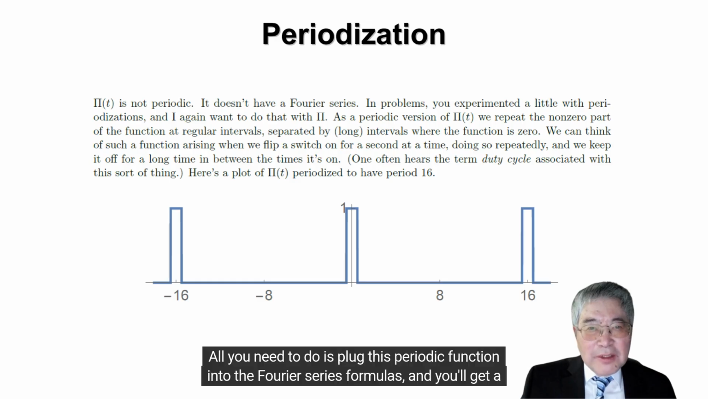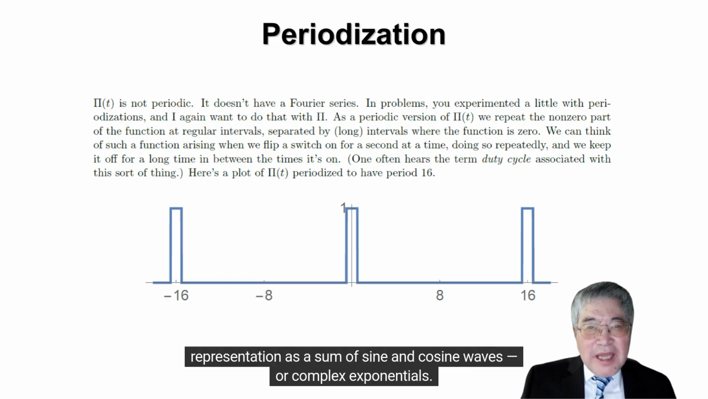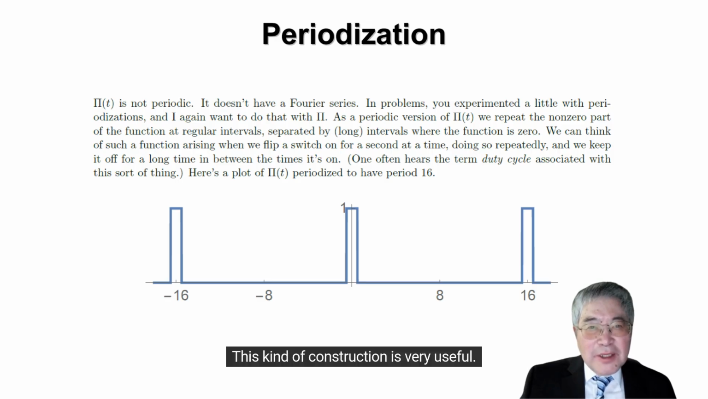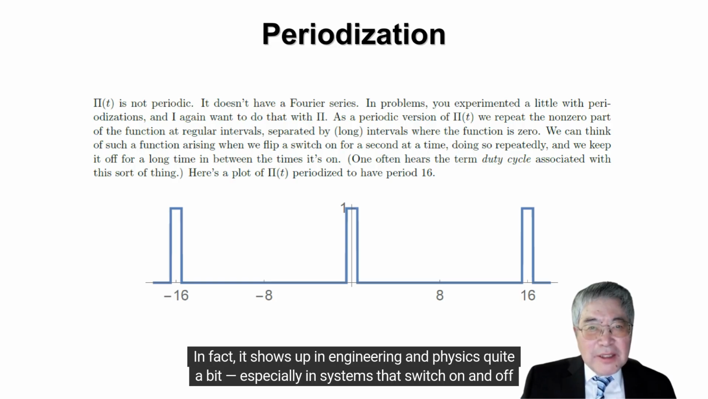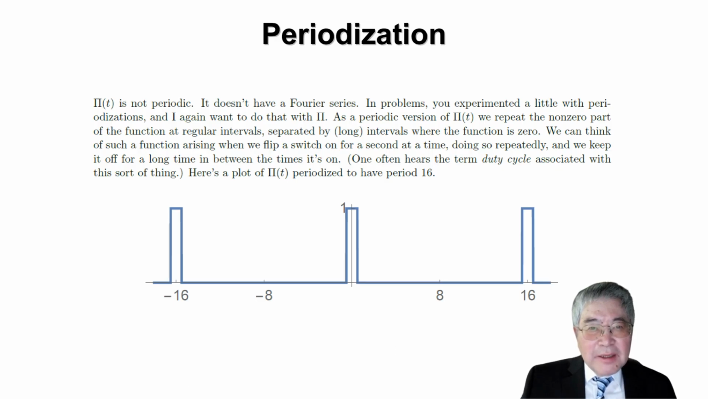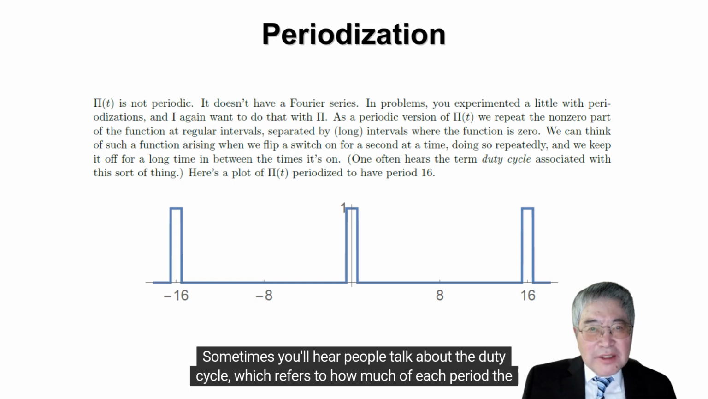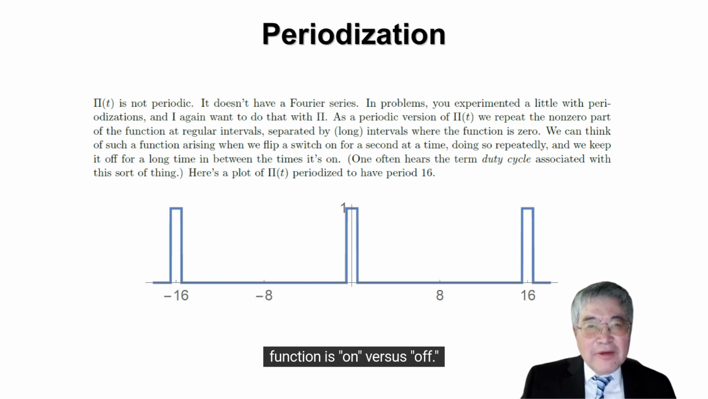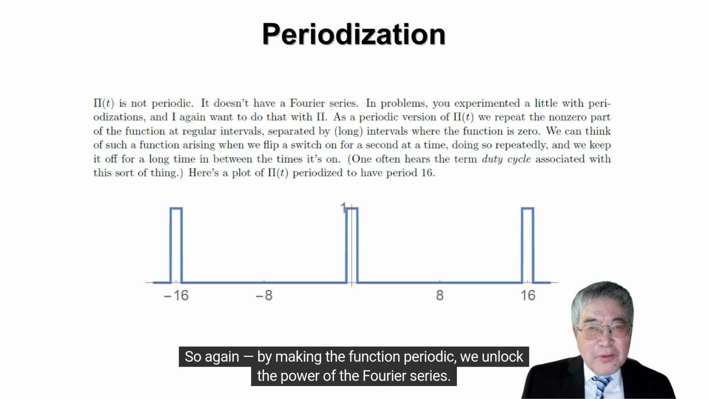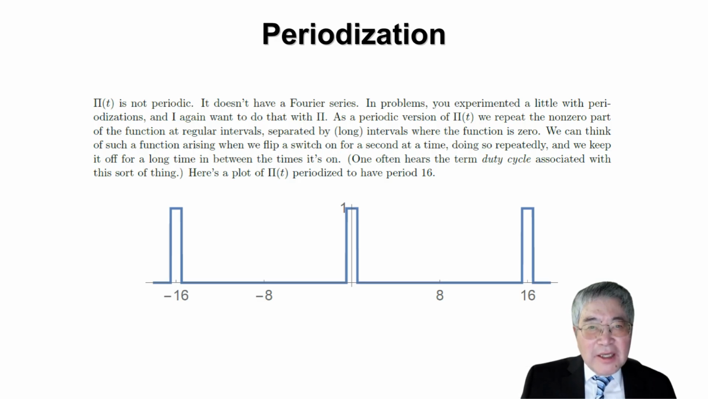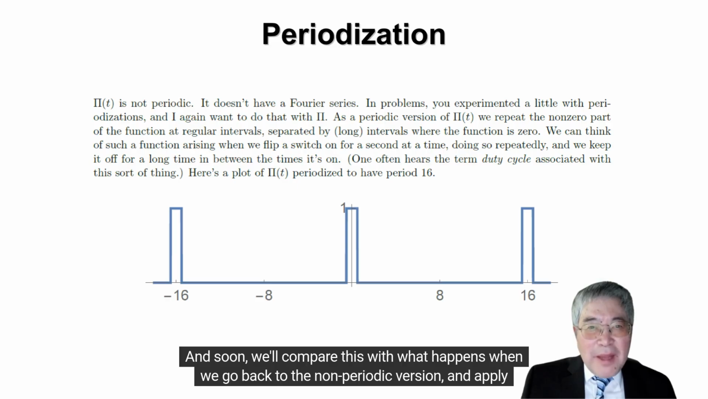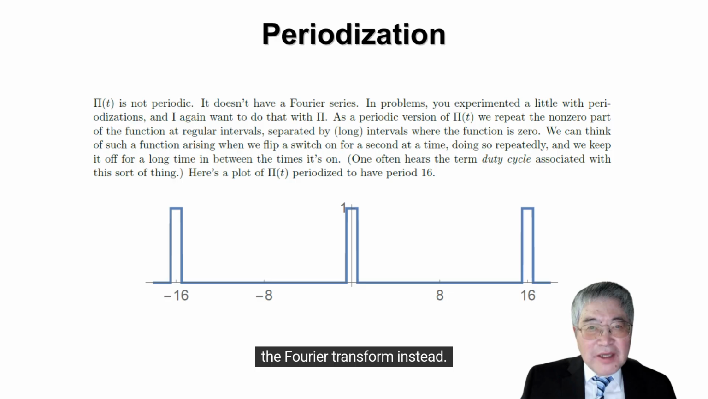All you need to do is plug this periodic function into the Fourier series formulas, and you'll get a representation as a sum of sine and cosine waves, or complex exponentials. This kind of construction is very useful. In fact, it shows up in engineering and physics quite a bit, especially in systems that switch on and off repeatedly. Sometimes you'll hear people talk about the duty cycle, which refers to how much of each period the function is on versus off. So again, by making the function periodic, we unlock the power of the Fourier series. And soon we'll compare this with what happens when we go back to the non-periodic version and apply the Fourier transform instead.